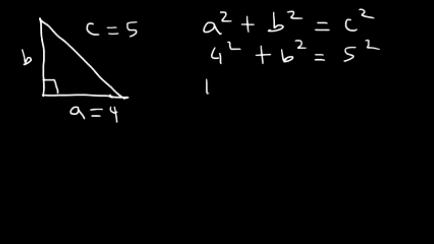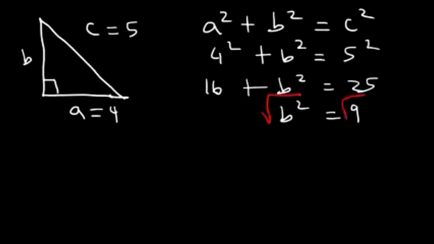4 squared is 16. 5 squared is 25. 25 minus 16 is 9. And to find the value of B, we need to take the square root of both sides. The square root of 9 is 3. So therefore we have the height of the triangle. B is 3. So now let's draw the original picture.